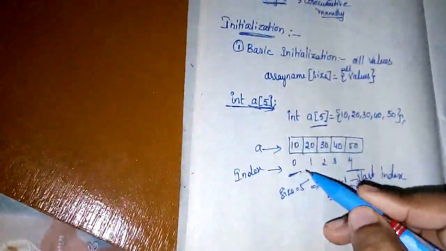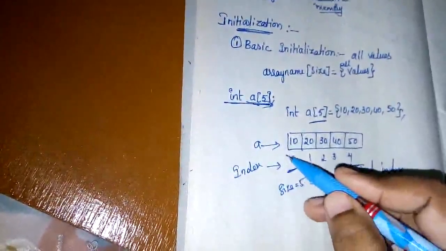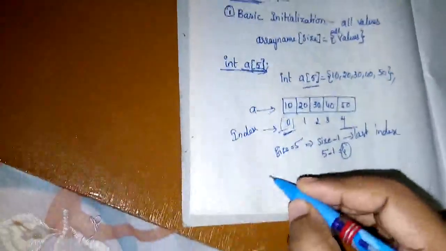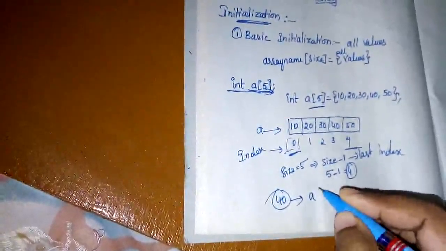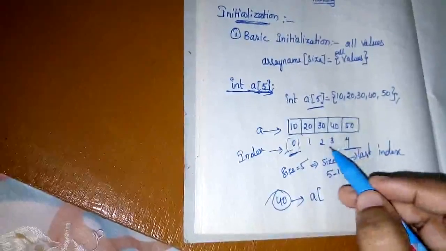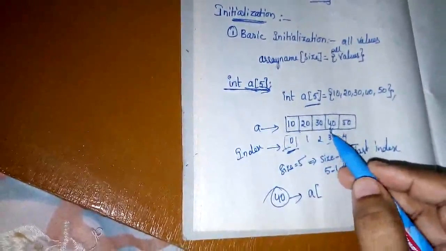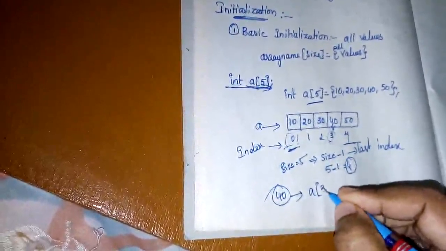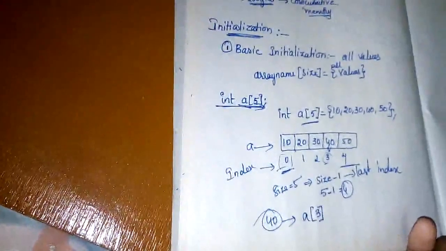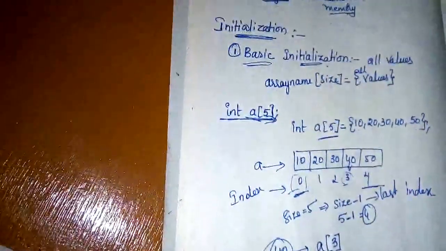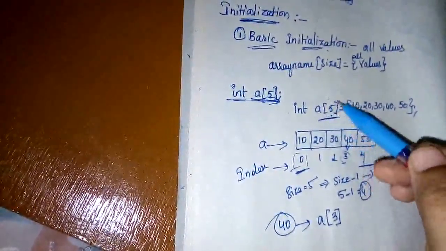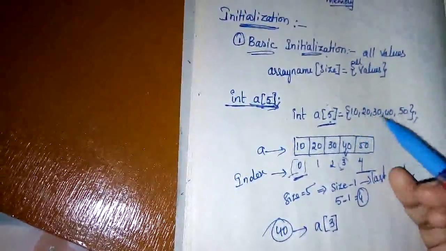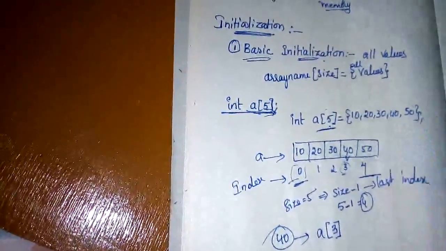If you want to refer to an element, you use this index. For example, if you want to refer to the element 40, you write the array name followed by its index number. As the element 40 is stored under index 3, we write a of 3. So that is basic initialization. In basic initialization you provide the size of the array, and whichever size you provide, that many elements will be initialized within the flower brackets.